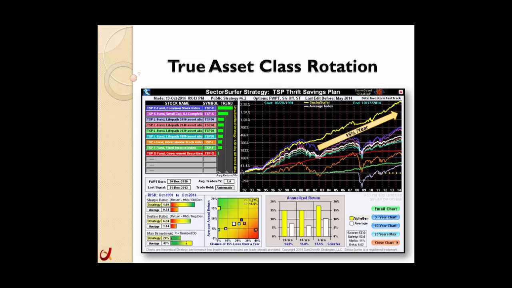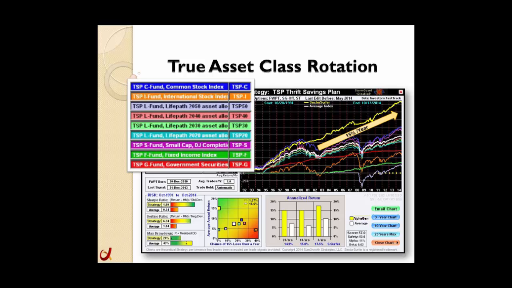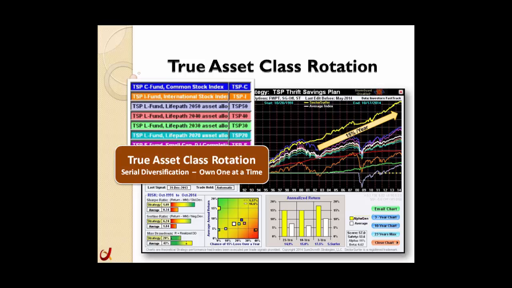This Federal Thrift Savings Plan strategy also does quite well and inherently practices true asset class rotation because of the nature of its funds. For its pistons, it has the U.S. Common Stock Index, International Stock Index, Small Cap Stocks, Fixed Income Index, Government Securities, and a handful of Balanced Life Path funds. True asset class rotation is the practice of serial diversification, owning only the one best asset class at a time.